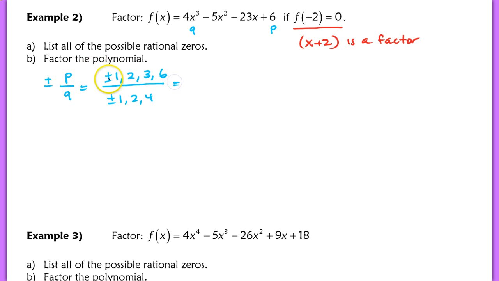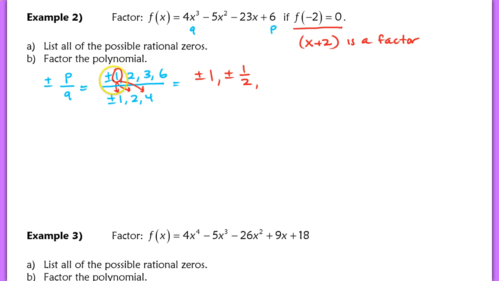Now, we have to make sure we're dividing those values. So basically what you do is you're going to run through each value. We're taking 1 now, and we're going to divide it by each of these in the denominator. So if we divide 1 by 1, we get positive or negative 1. If we divide positive or negative 1 by 2, we get positive or negative 1/2. So we are creating alternative values here. You want to make sure you're not just listing it like this. You want to write out each value.